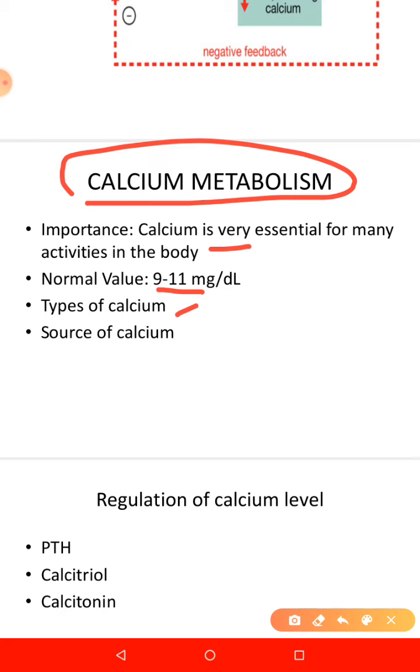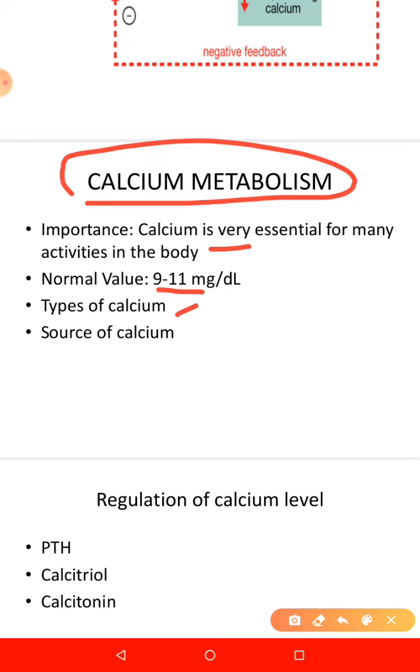Okay, calcium in plasma exists in three forms. We have the one which is ionized, we have the non-ionized, and we have the calcium which is bound to albumin. But the most abundant is the one which is ionized, which is 50%, followed by the one bound to albumin, which is about 42%, and then the non-ionized, which is about 10%.